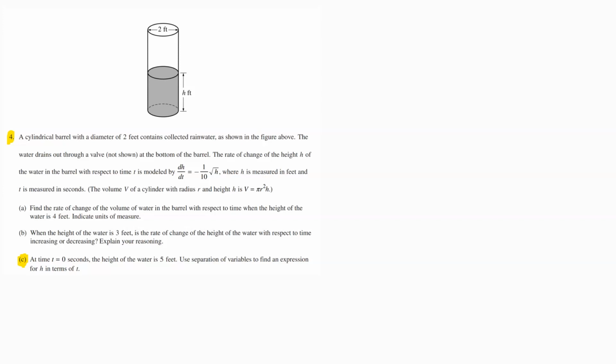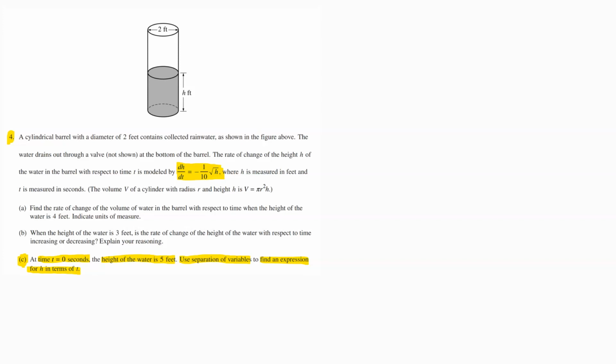Alright, so at part C here, we're told that at time t equals 0 seconds, the height of the water is 5 feet. And it's always nice when they tell you exactly what to do. They're saying use separation of variables to find an expression for h in terms of t. So that means we need to take our derivative equation here and do what they say.